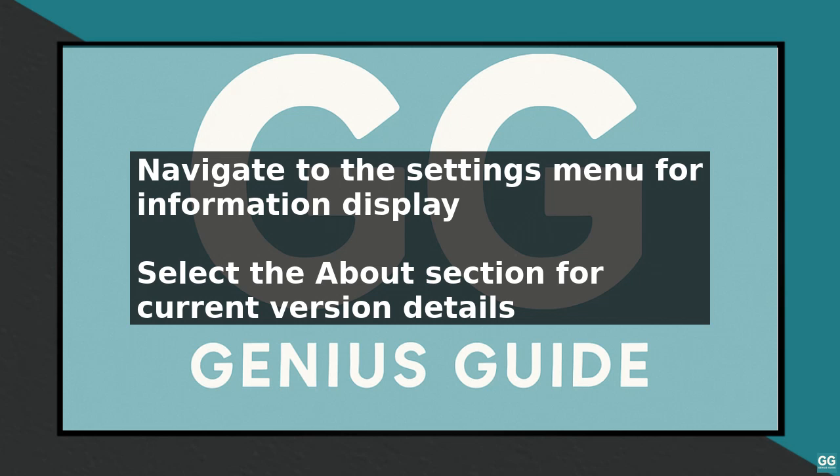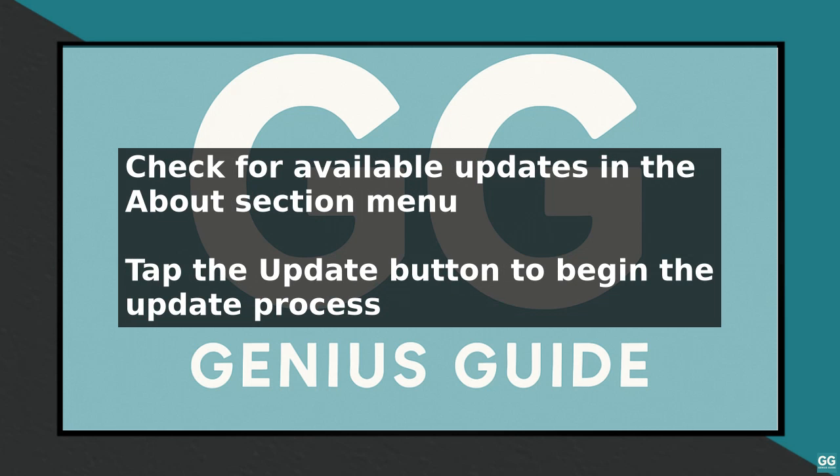If an update is available, tap the Update button to begin the update process. You will then be redirected to the App Store where you can download and install the latest version of Trust Wallet. If you do not see an update button or message, it is likely that your Trust Wallet installation is already up to date. However, you can also check for updates manually by going to the App Store, searching for Trust Wallet, and selecting the update option if it is available.